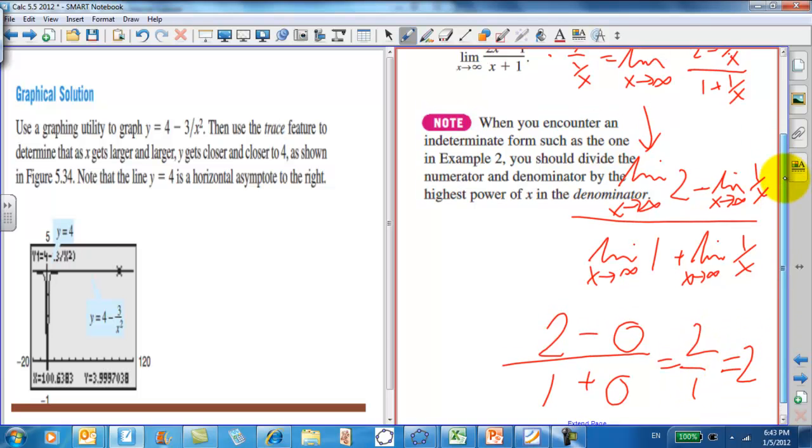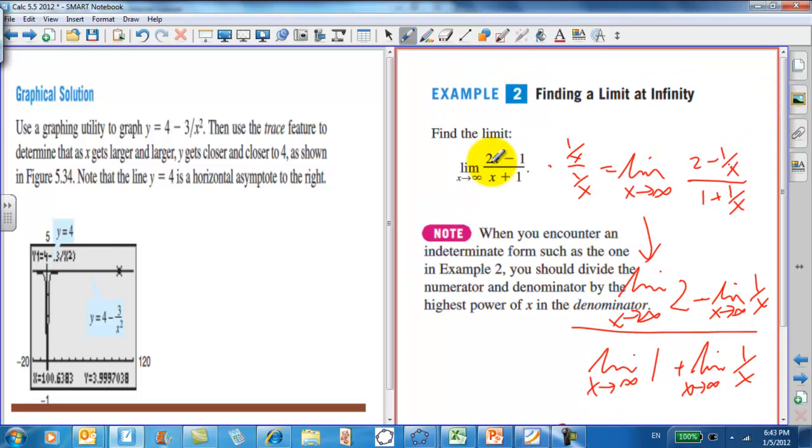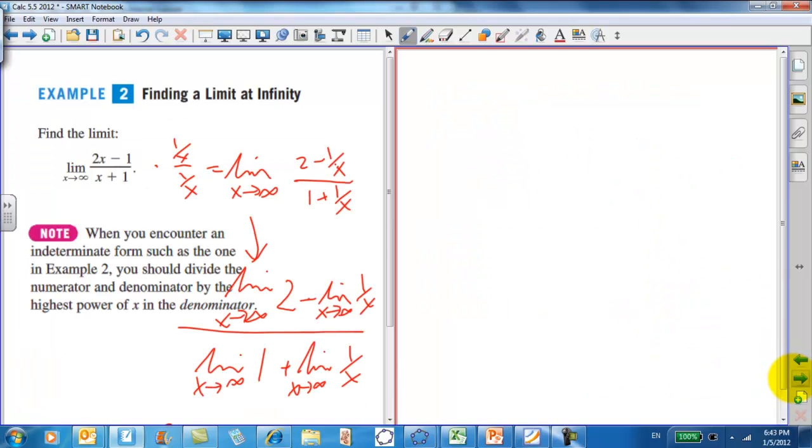Now, we've talked about this when we looked at horizontal asymptotes, that if we've got the same degree in the top and bottom of a rational function, we can just look at the ratio of the leading coefficients. I also wanted you to see this technique, though, so you can see more of a formal proof of why that limit works.